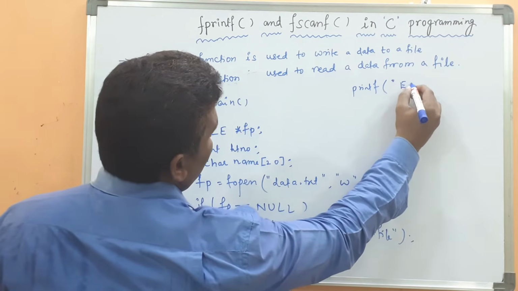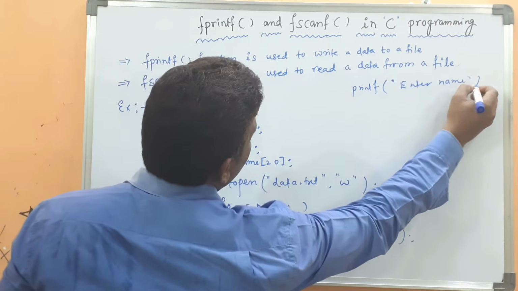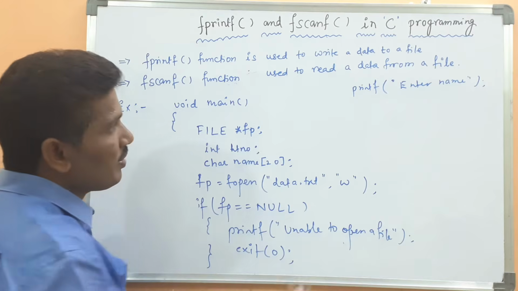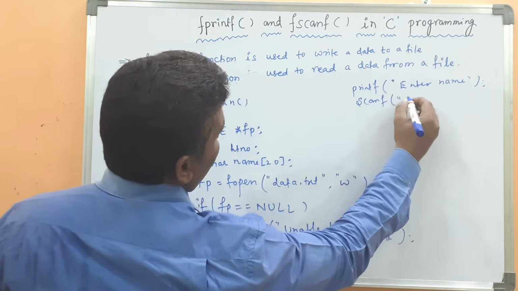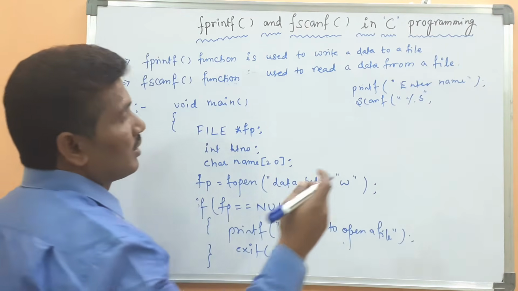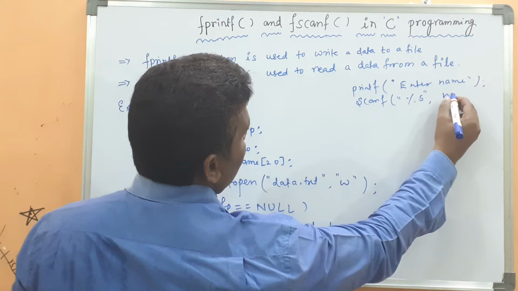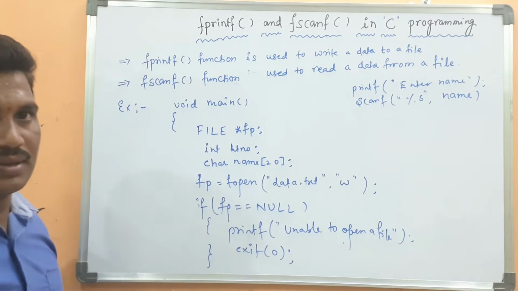printf "enter name", then scanf "%s", then name, because it is a string we do not require the address operator.